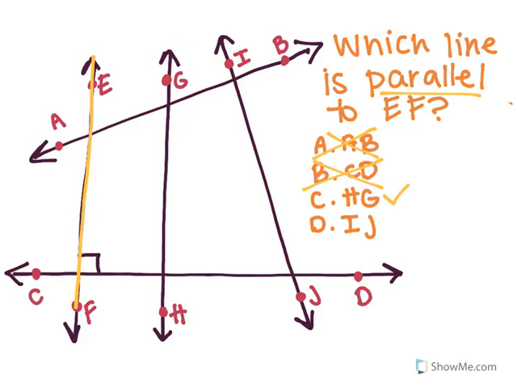Okay? Or not IG, IJ, sorry. I confused myself. IJ. Well, right now they're not touching, but if I extended these out forever and ever, would they touch eventually? Yeah, they would, because this one's slanted. So you can tell it's going to slant right into it. So no, IJ would not work. So HG was my best option.